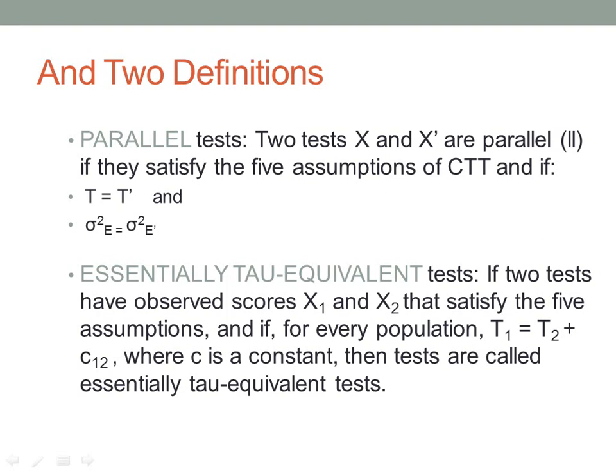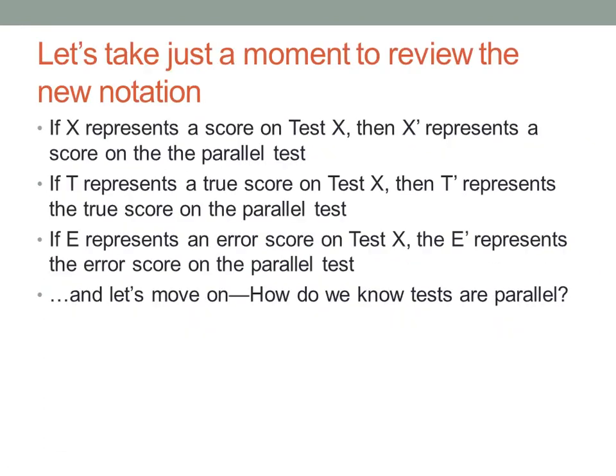Before we go on to those, let's also make a note of the nomenclature or the notation that we're using here. If x is a score on test x, then x prime is the raw score or the obtained score on the parallel test. T we use for the true score on test x. T prime is the true score on the parallel test. E is the error score on test x, and E prime represents the error score on the parallel test.